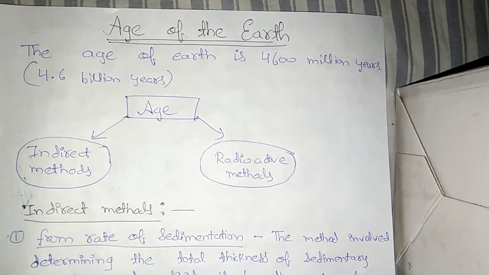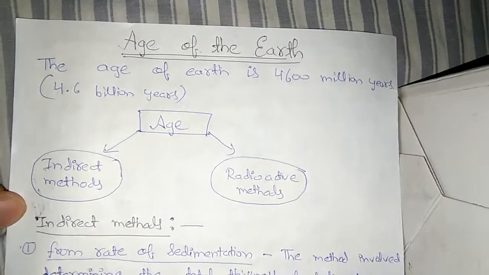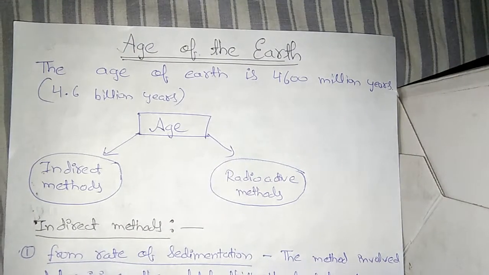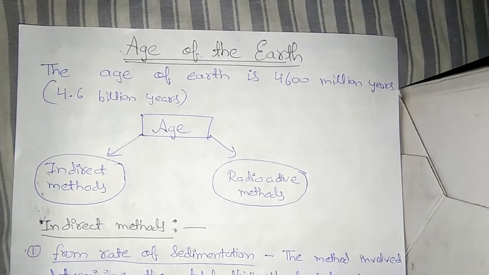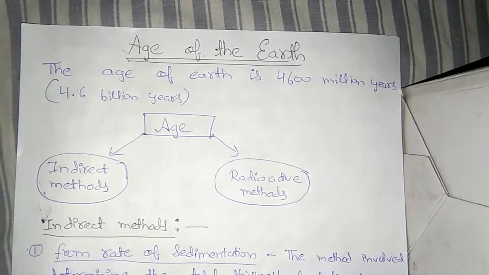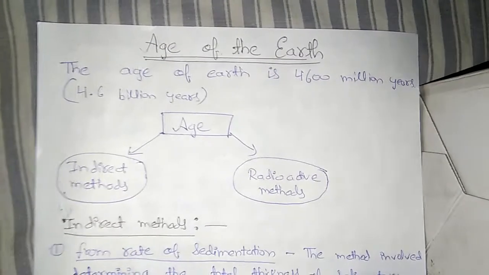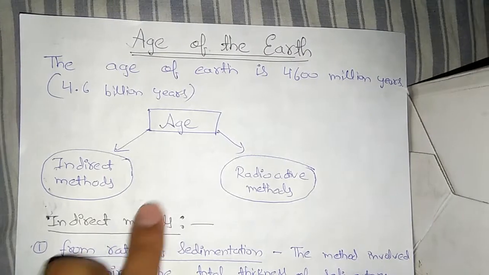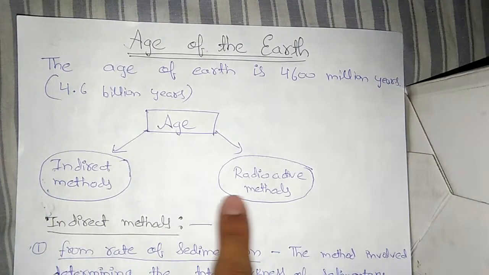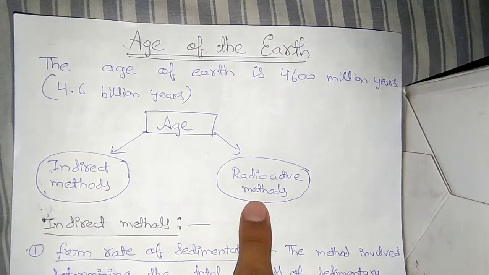So the age of the earth that has been found by different methods is approximately 4600 million years, that is equal to 4.6 billion years. There are many methods to find the age of the earth. One is the indirect method, the other is the radioactive method.